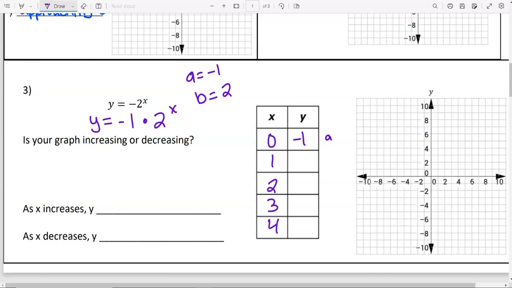We're going to multiply by my B value. So what is -1 times 2? -2. What's -2 times 2? -4, times 2, -8, times 2, -16.